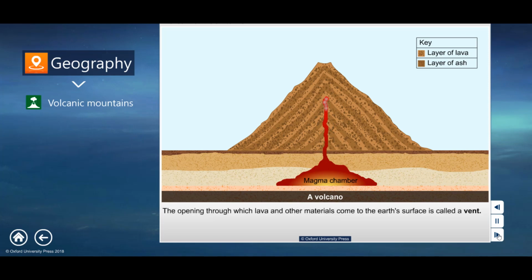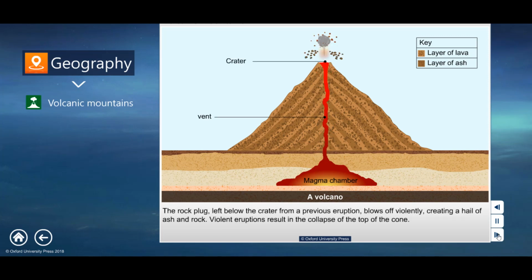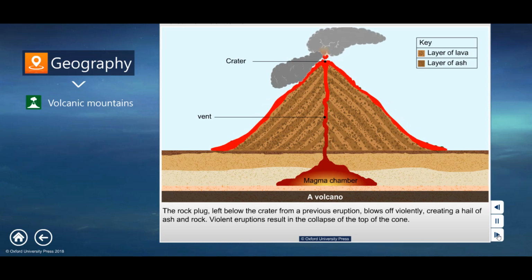The opening through which lava and other materials come to the Earth's surface is called a vent. The funnel-shaped depression at the top of a vent is called a crater. The rock plug left below the crater from a previous eruption blows off violently, creating a hail of ash and rock. Violent eruptions result in the collapse of the top of the cone.